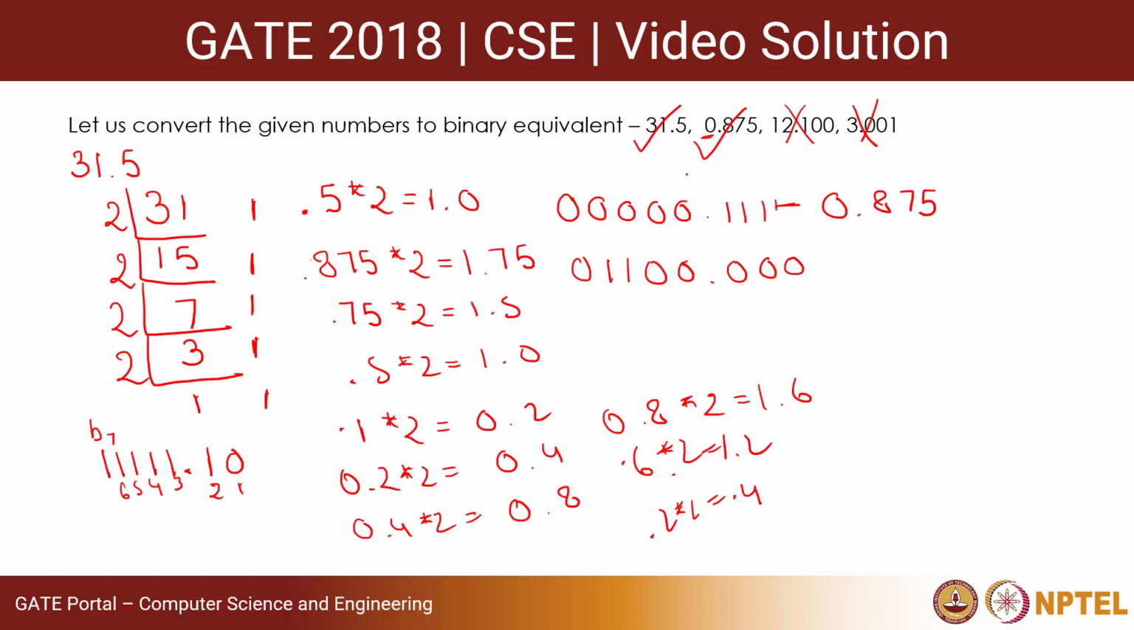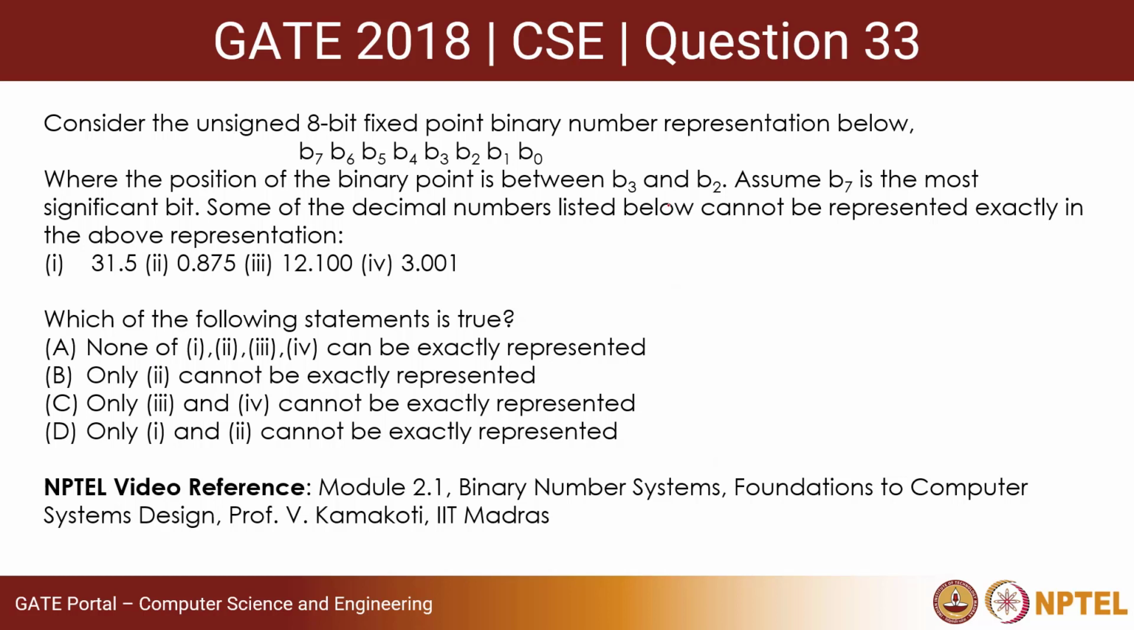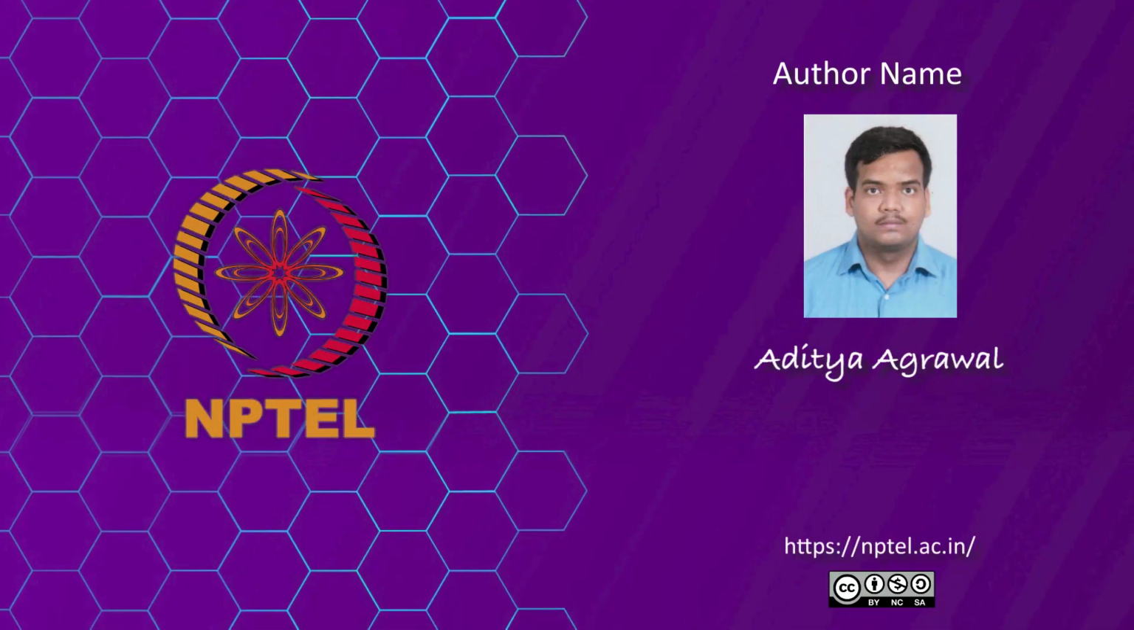So only 1 and 2 can be represented. The correct answer to this question is that only 3 and 4 cannot be exactly represented. I hope you all get it. Thank you.